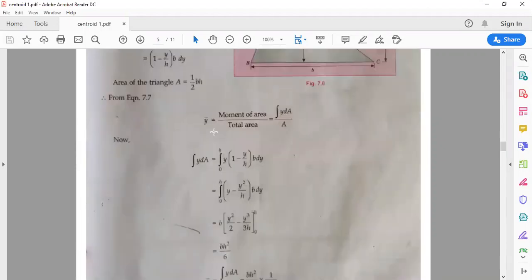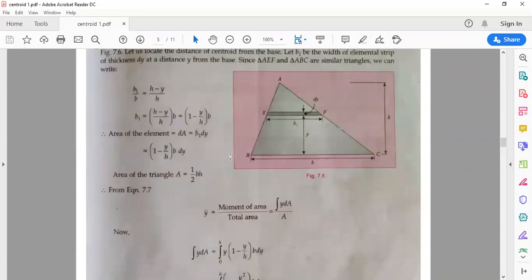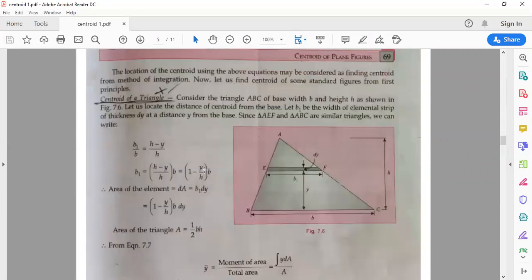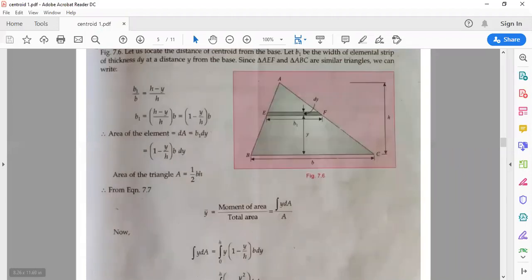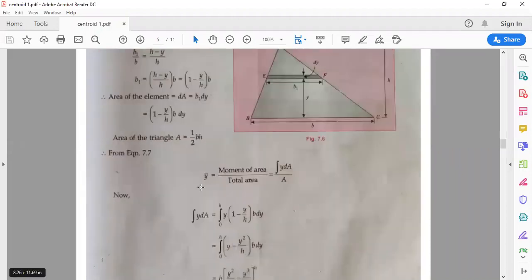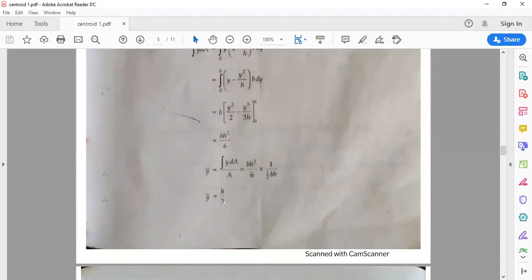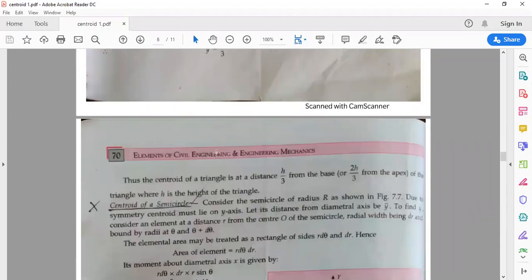This is one of the theory questions you can expect: derive the expression for the centroid of the triangle. You have to assume a triangle having base b and height h, apply the principle of moments, integrate it, and finally arrive at y bar equals h by 3 and x bar equals b by 3. These are the centroidal location of the triangle. In the same way, we can also locate the centroid of a semicircle.